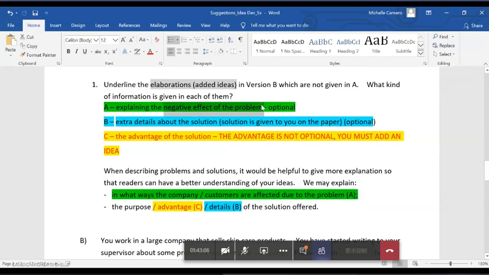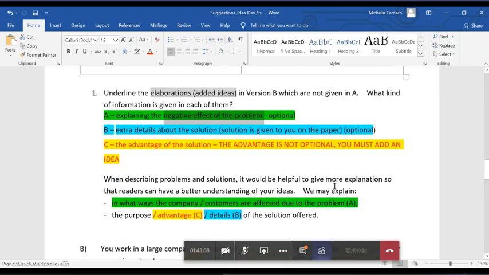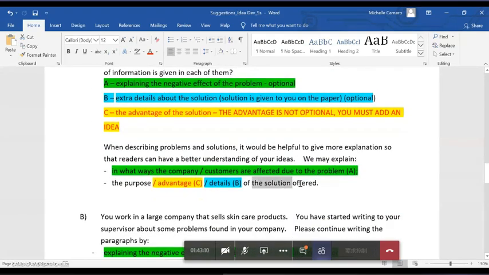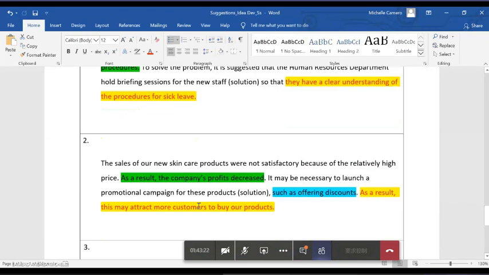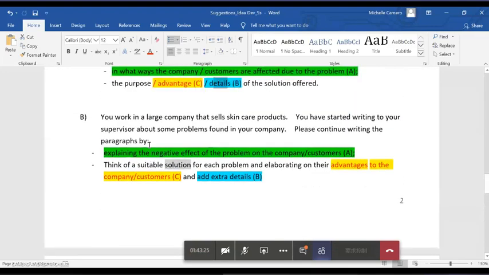So all the green stuff is related. It's the same thing. Or when you are talking about the solution, you must give the advantage, or you can give more details about the solution. Okay, so now here are some examples. We're going to talk about the examples here, but first we need to read this information.